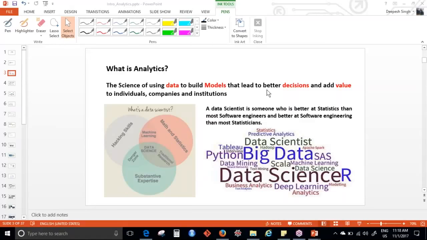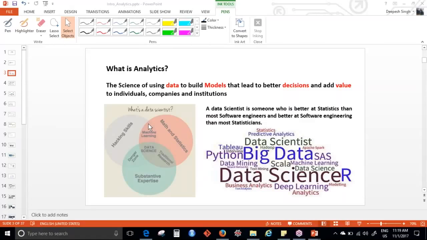Now people also ask me, who is a data scientist? Often people confuse a data scientist with a software engineer or with a data analyst. There is an interesting definition of a data scientist: someone who is better at statistics than most software engineers, and better at software engineering than most statisticians. This might be confusing at first, but basically a data scientist should know statistics as well as a little bit of coding. He should know more statistics than a software engineer, and more coding than a statistician.